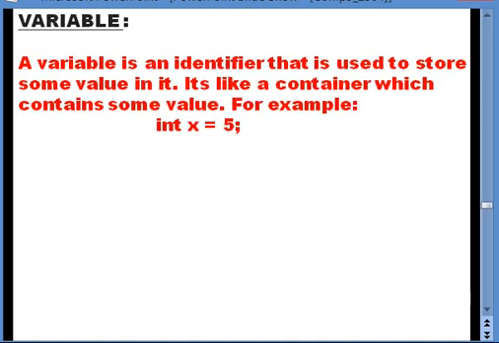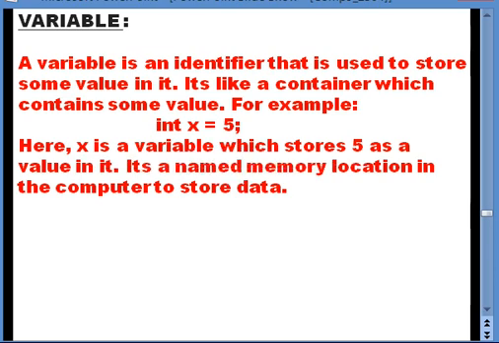Okay. The next term that we are going to discuss is a variable. Variable, as the name suggests, is something which is going to vary. It keeps on changing. So a variable is actually an identifier. Remember, an identifier is a token which is defined as a named memory location. So a variable is an example of an identifier. It is used to store some value in it. It is like a container which is going to contain some value. As an example, int x is equal to 5. So here x is the variable which is storing the value 5 in it. So it is a named memory location in the memory of the computer.